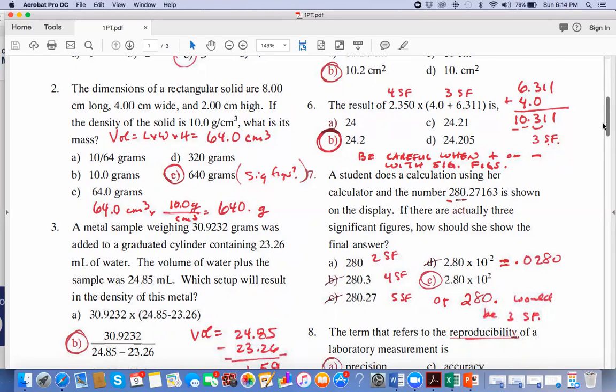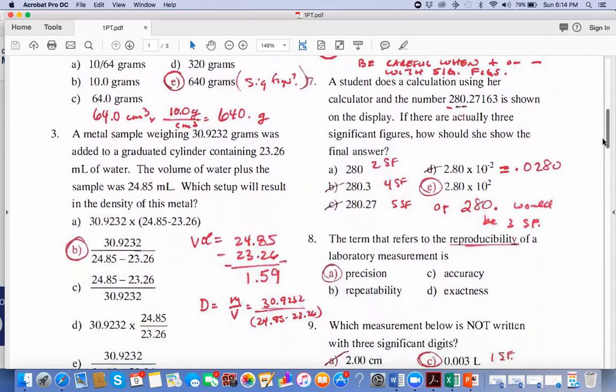Number 7, a student does a calculation using her calculator and the number is 280.27163, which is shown on the display. If there are actually 3 significant figures, how would she show the answer? Well, in this case, she would have to use scientific notation, and so it would be 2.80 times 10 to the 2, or 280, which would be 3 significant figures.